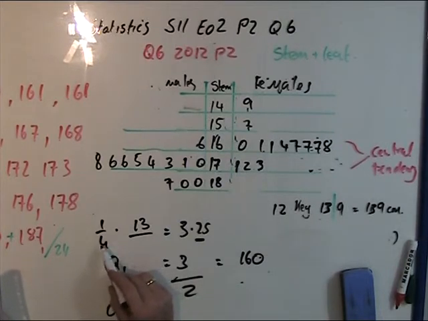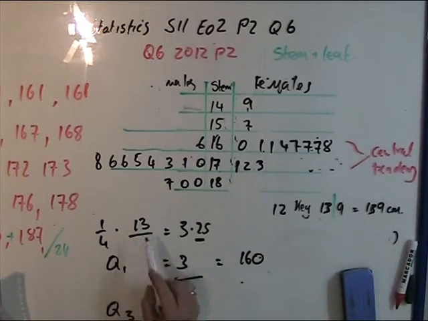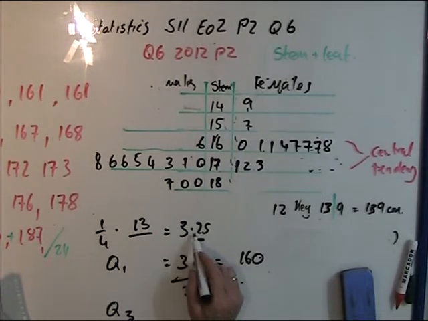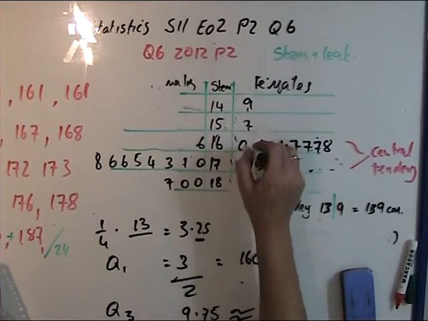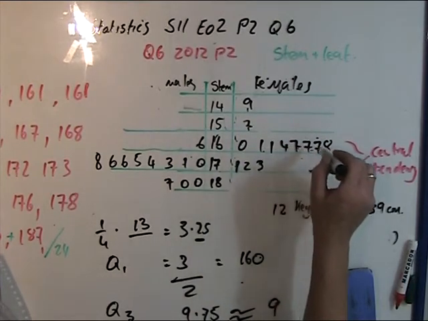So let me have 4. That wouldn't work out. 4 into 13 goes 3.25, multiplied by 3, so it's 9.75. Okay, so I have a fraction here. I need to round down. That approximation is 9. My ninth term, I use 1, 2, 3, 4, 5, 6, 7, 8, 9.